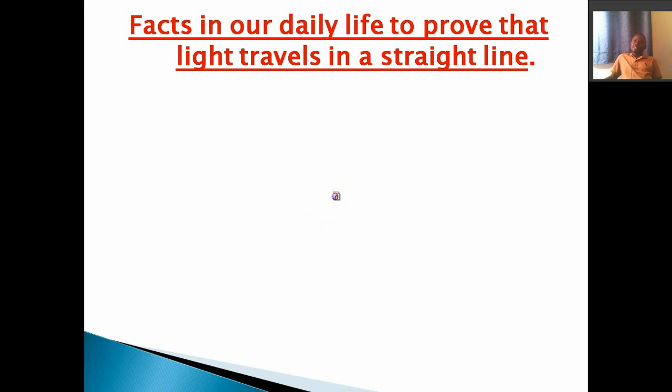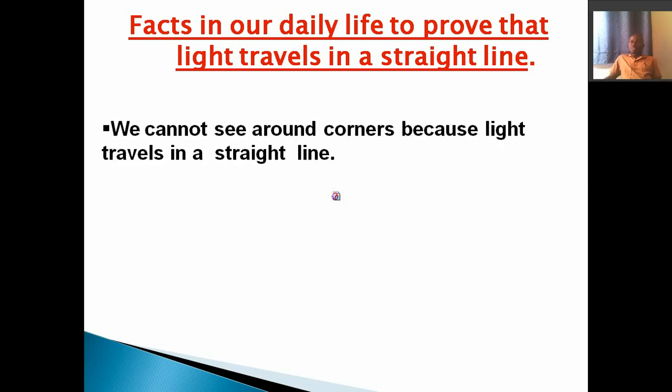Now let's go on. For today, I want us to start like this. I want us to look at the factors in our daily life to prove that light travels in a straight line. Yes, light, we've already said that one of its properties is that it travels in a straight line. But in our daily life, what can show us really that light travels in a straight line?